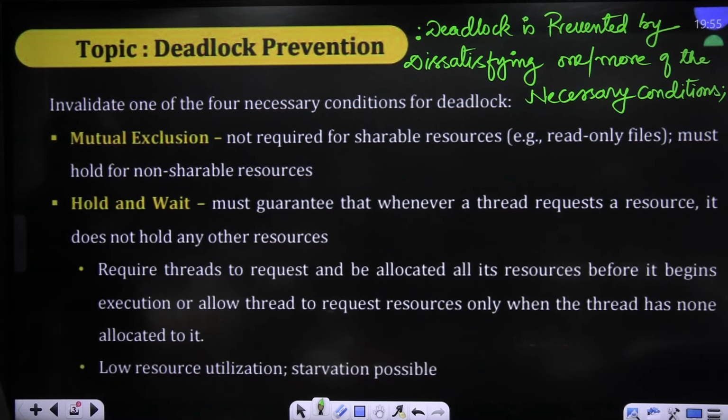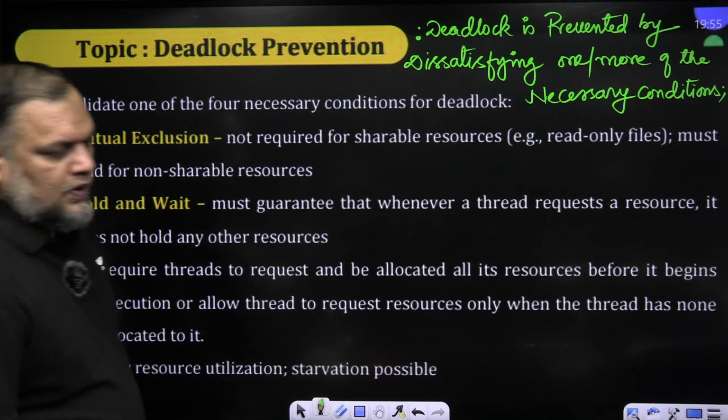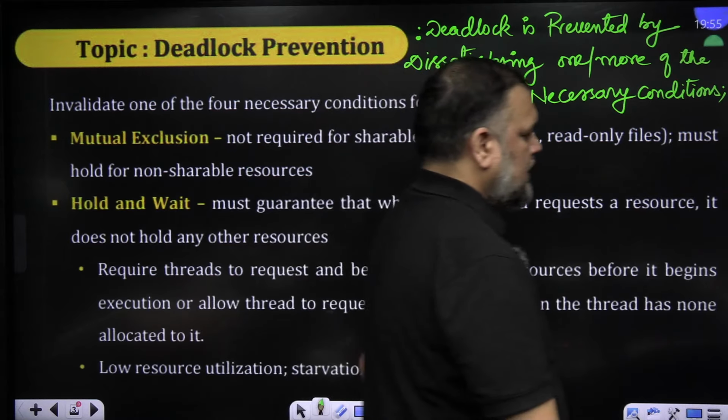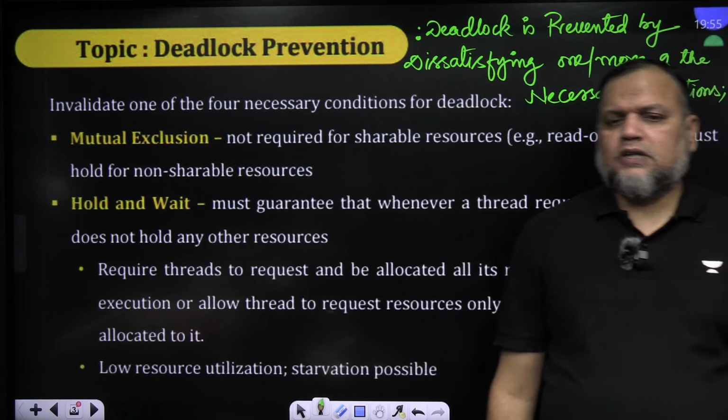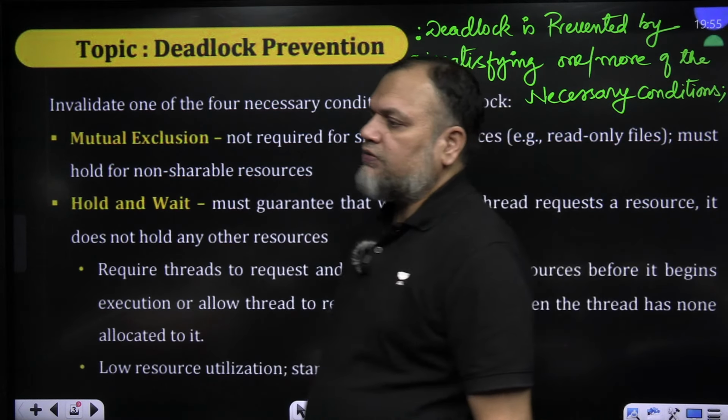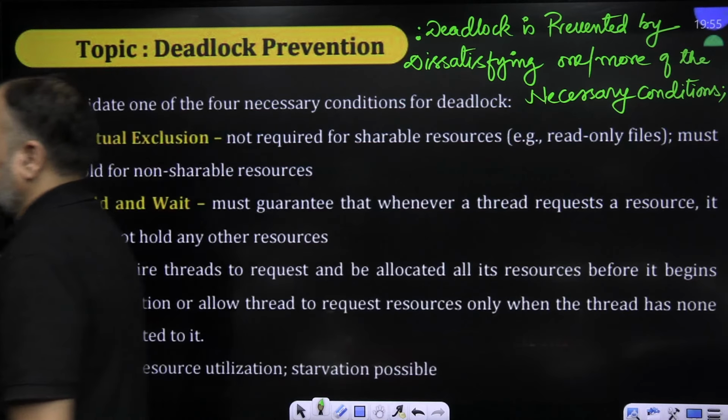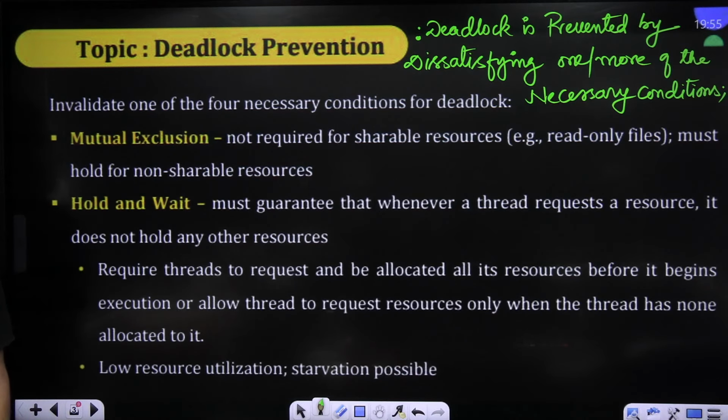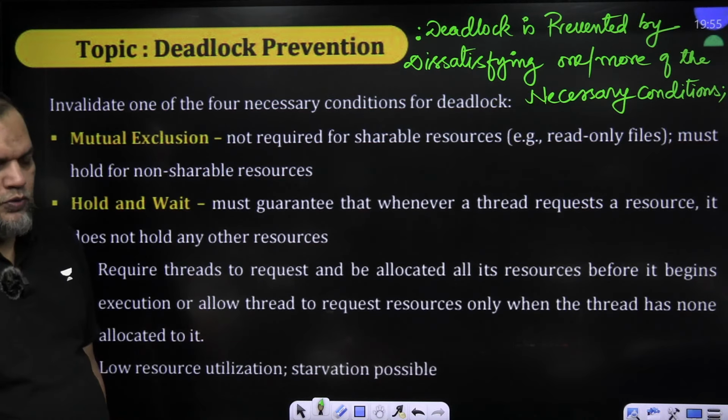So what we have to do is make sure whether we can dissatisfy each of these conditions, and if so how, and what is the cost that we need to pay for the dissatisfaction. So let's start one by one. Can we dissatisfy mutual exclusion? Mutual exclusion means we must have critical resources, shared resources. That means we have a critical section upon which we have to ensure mutual exclusion.